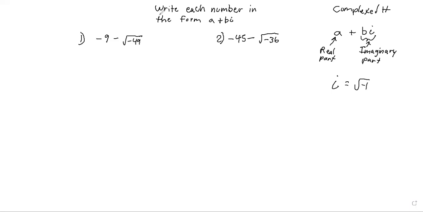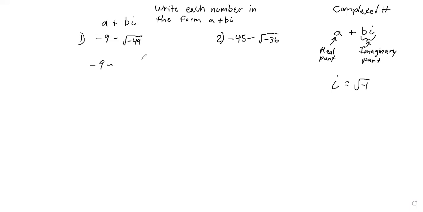They want us to write each of these numbers in the form a + bi. If we put the a + bi here as a model, we can see that we already have the real part, the -9 subtract, that's all real part, so we don't have to do anything with that part. However, the bi part has a square root of a negative number, so we have to convert this square root of a negative number into i format, getting rid of the square root of the negative and having an i replace that. So let's go ahead and do that.